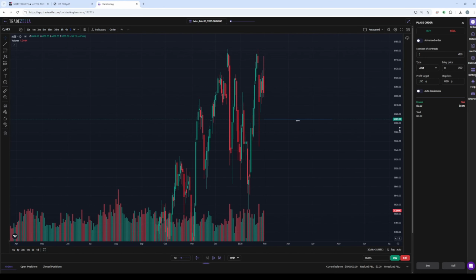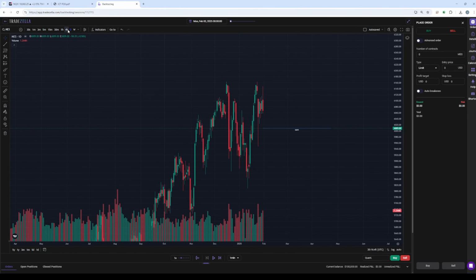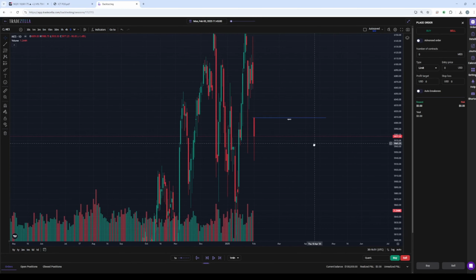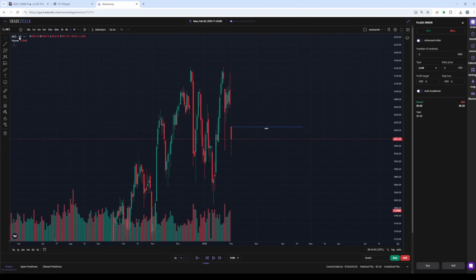I haven't really necessarily got a bias here yet. So let's jump to our session. Let's go to New York session. Let's see what happens. Okay. So price actually comes down, takes out this here, and we tap into this fair value gap here.